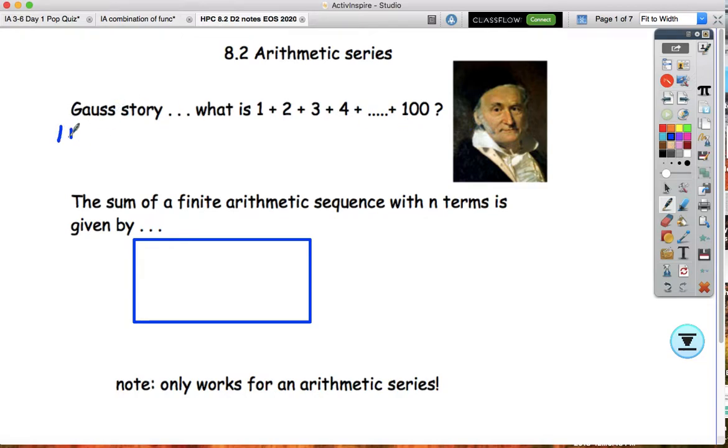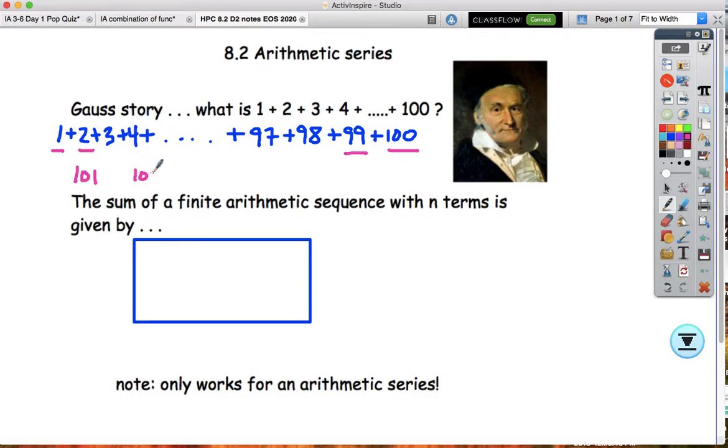So I'm going to write out the list of numbers, but I'm going to hop in the middle. So I'm going to jump and I'm going to skip to the end of the list. So what Gauss figured out was that if you take the first number and the last number and you add them up, you get 101. Same goes if you add up the second number and the second to last number. 2 plus 99 is also 101. And then you keep going. 3 plus 98, that's also 101. 4 plus 97 is also 101.